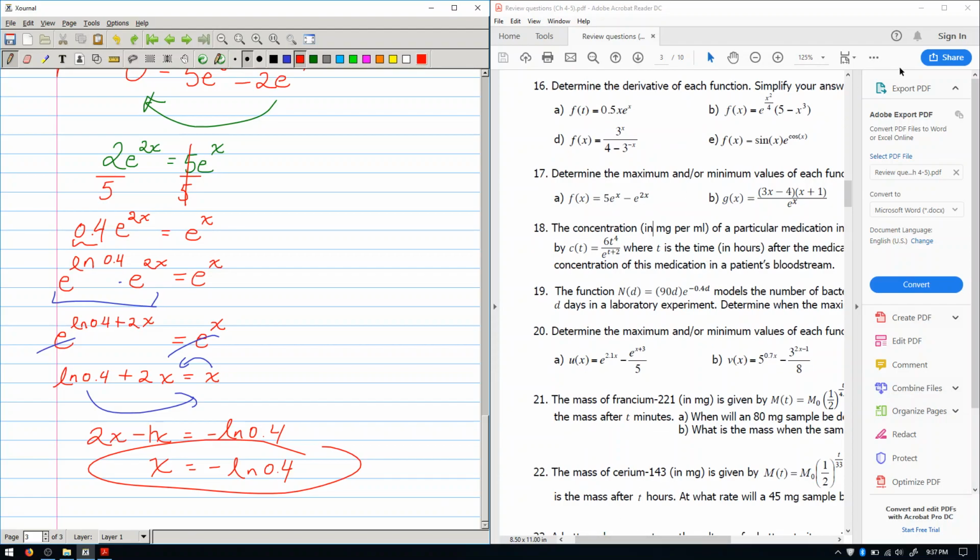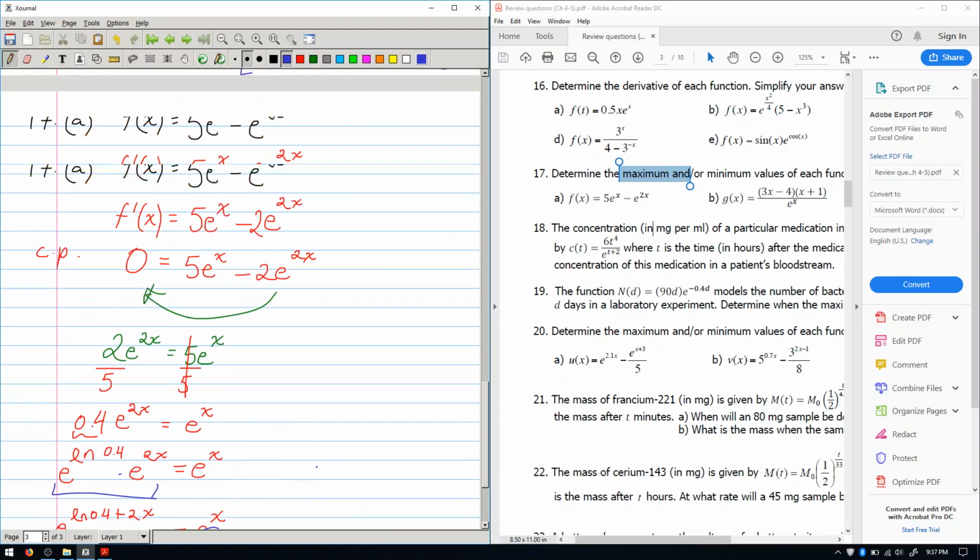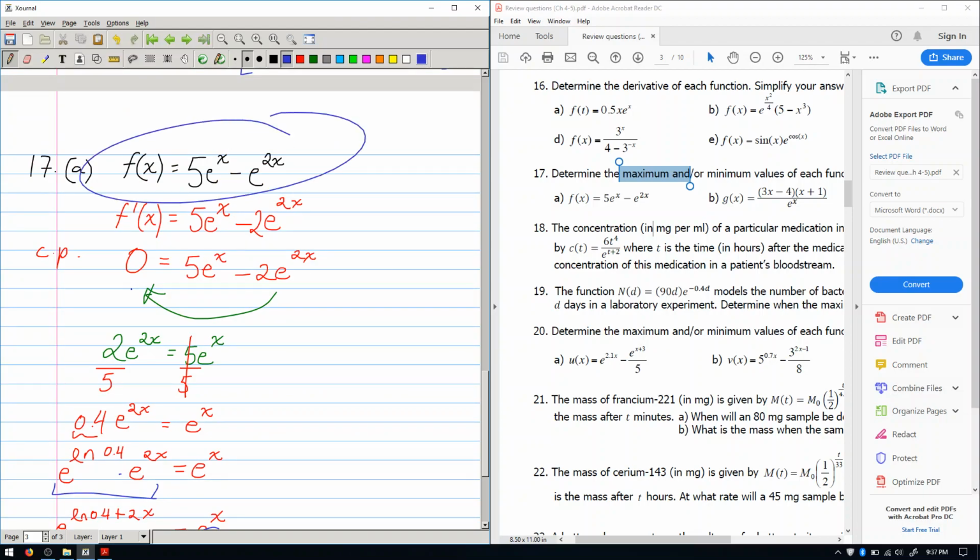Oh, actually, no. They want the maximum and minimum values of each function. What that means is they need the y's. Okay, so I found the x. So to get the y, all you do is take that x and you plug it back in to f of x. I'm not going to do that here just because I don't have a calculator handy. You're going to take that x value and plug it back into this function. And that's it. Okay.